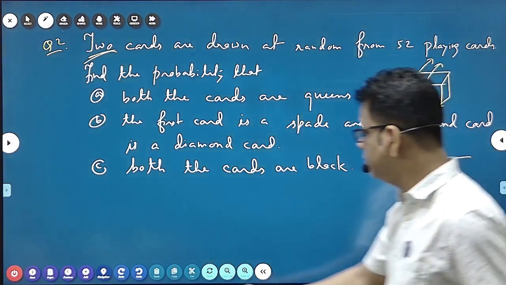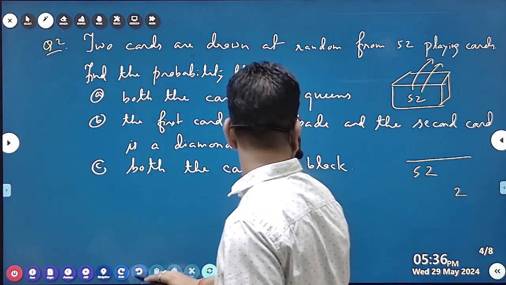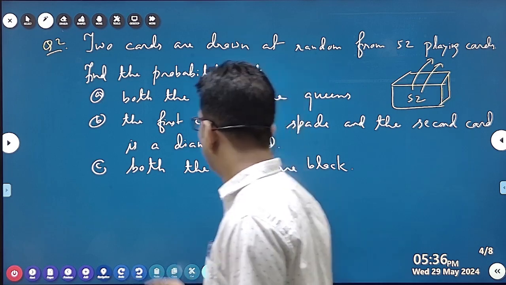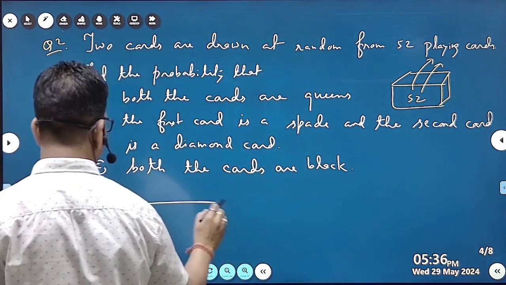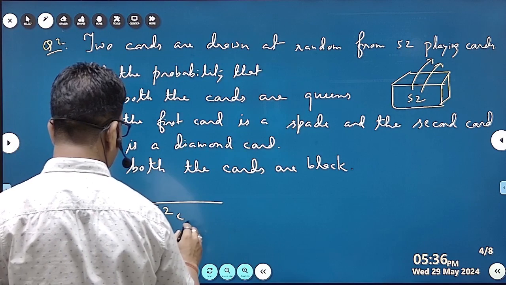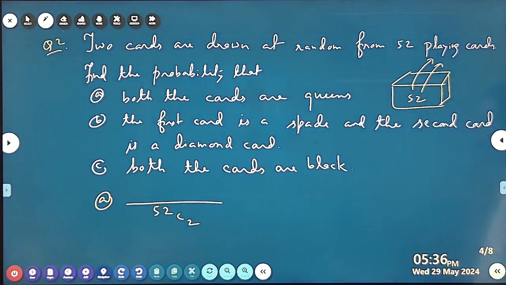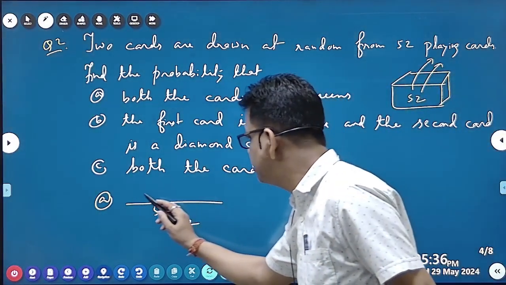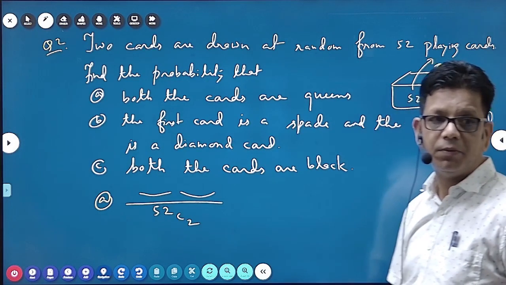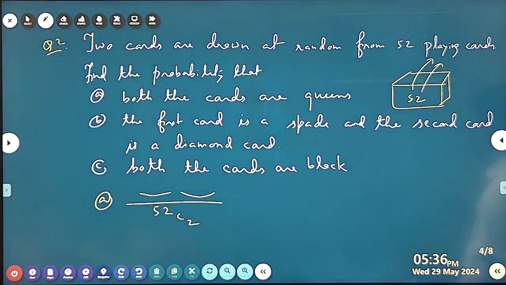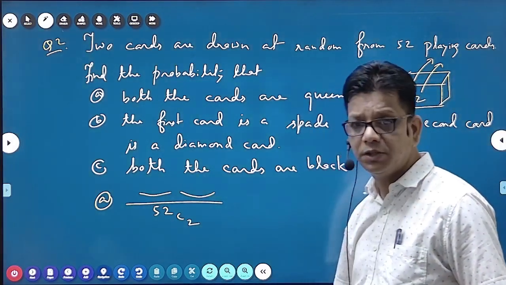Now coming to the numerator. So the denominator you have understood, I believe. I am trying to do answer A. The denominator is 52C2. Numerator: both the cards are queen. How many cards are taken? 2 cards are taken, and out of these 2 cards, both are queen. How many queen cards are there? 4.